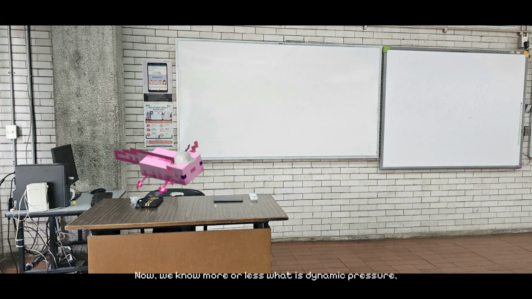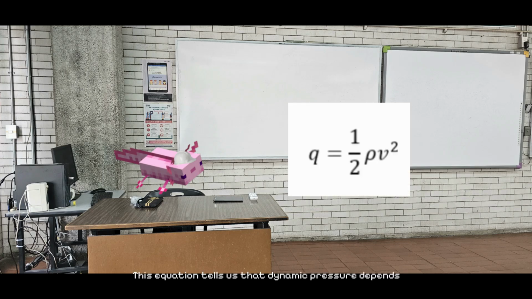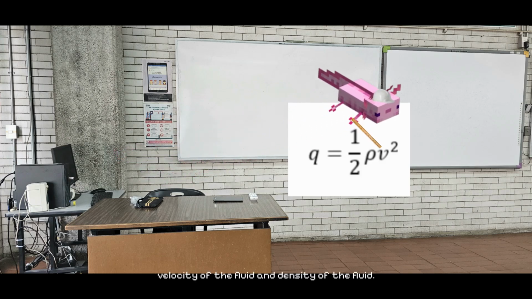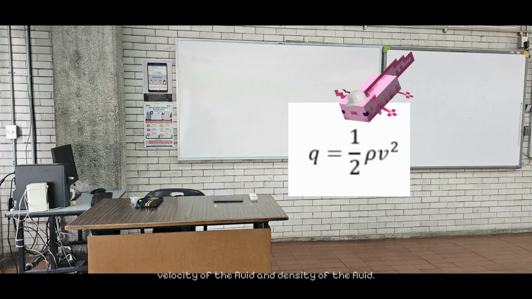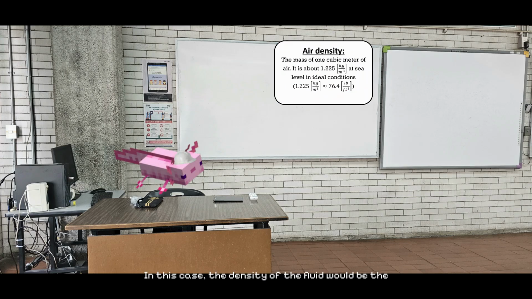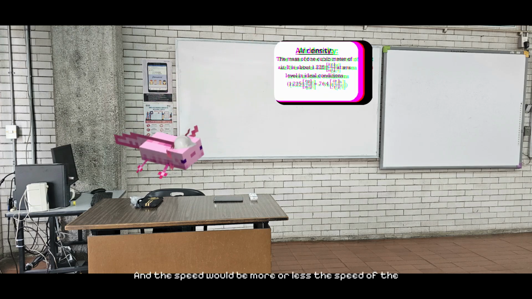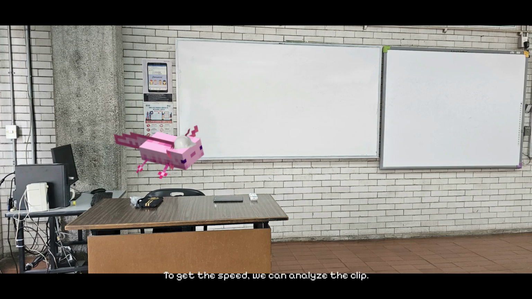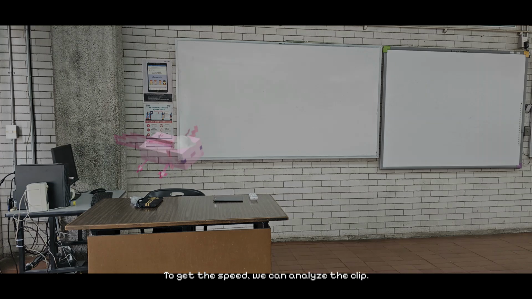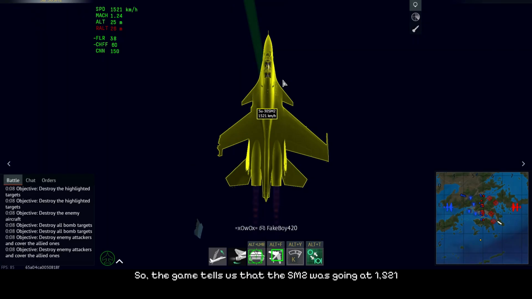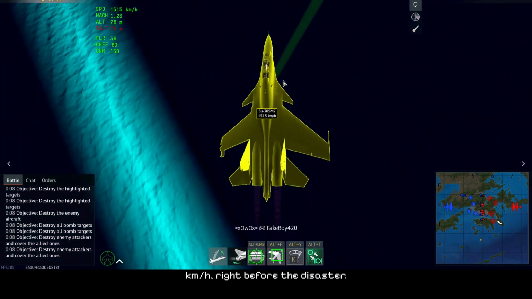Now, we know more or less what dynamic pressure is, so we can look at the mathematical expression. This equation tells us that dynamic pressure depends on two things: velocity of the fluid and density of the fluid. In this case, the density of the fluid would be the air density at sea level, and the speed would be more or less the speed of the SM2. To get the speed, we can analyze the clip. So, the game tells us that the SM2 was going at 1,521 kilometers per hour right before the disaster.